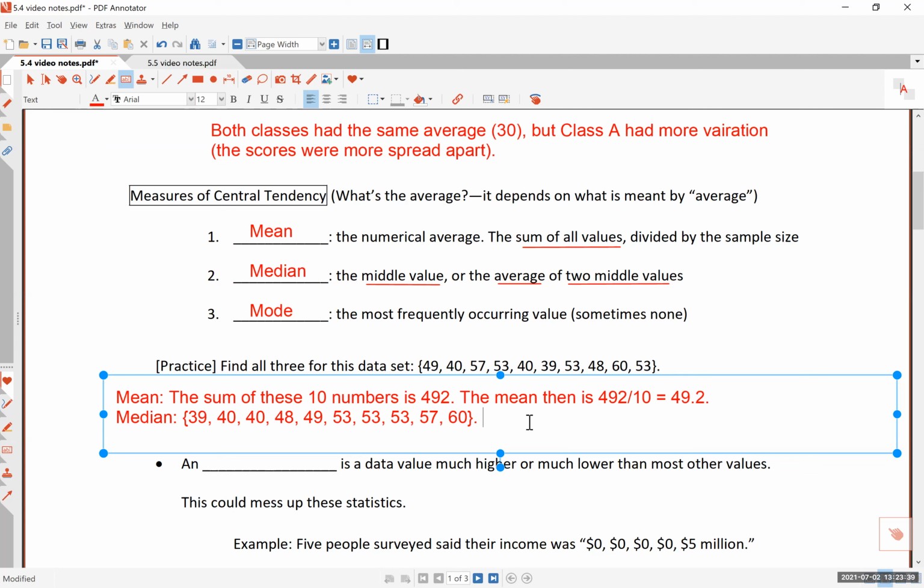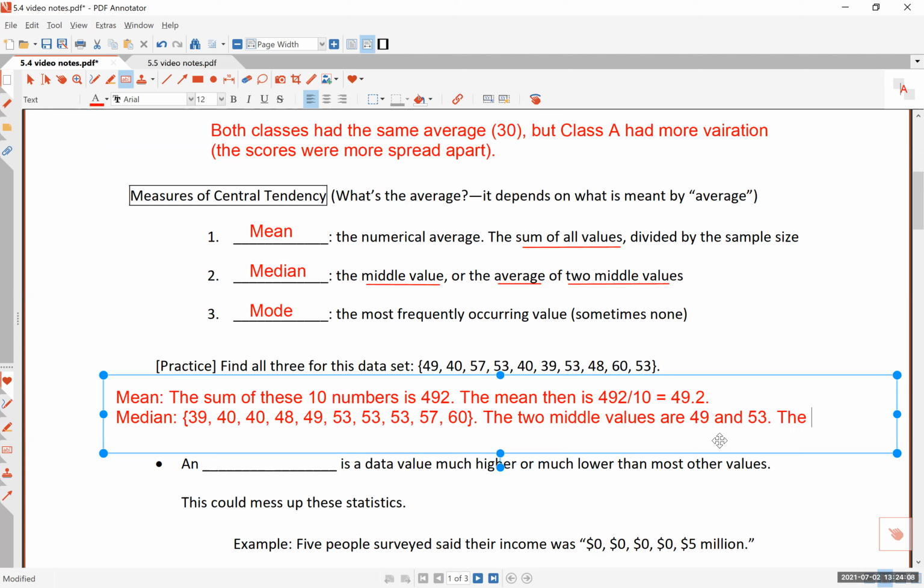So I know I copied this correctly. All right, so now you pick the two middle values. Remember, I have 10 values, so right here between 49 and 53 is the halfway mark. You have 5 numbers below and 5 numbers above. So 49, 53, both of these numbers are the two middle numbers.